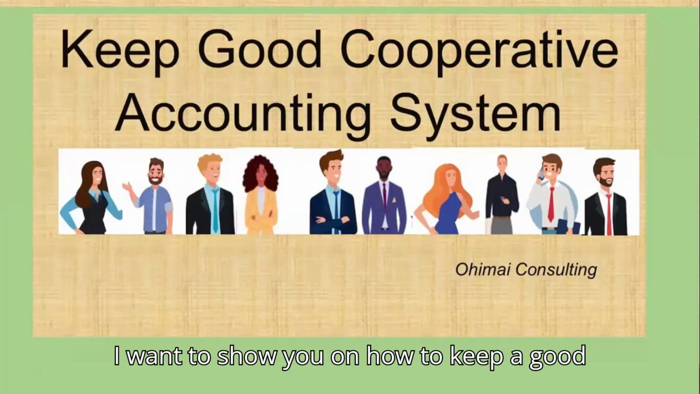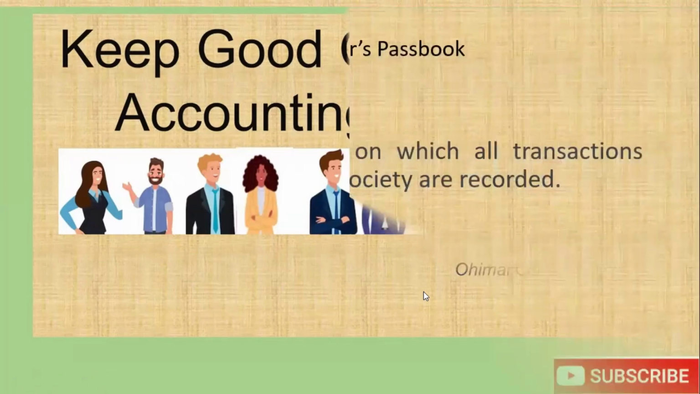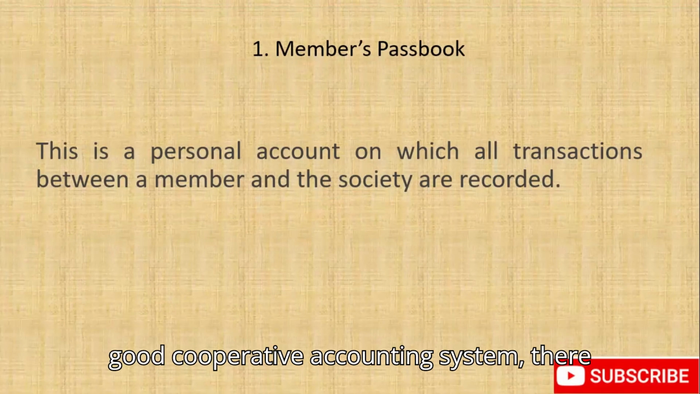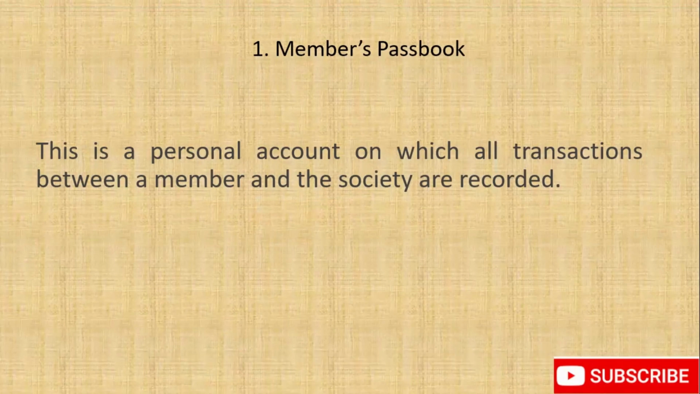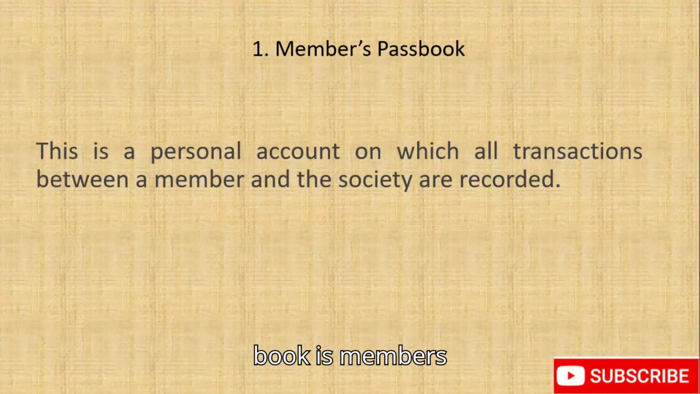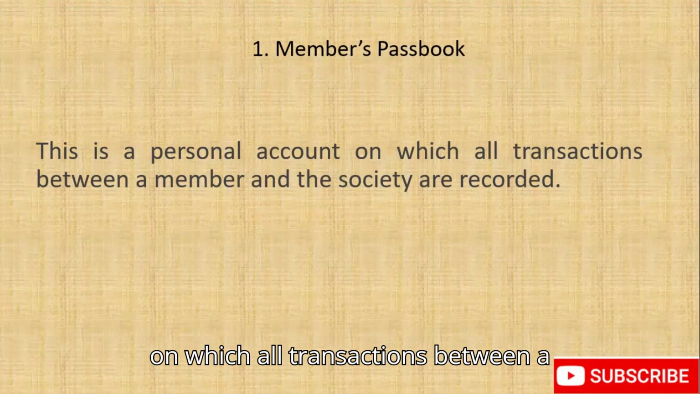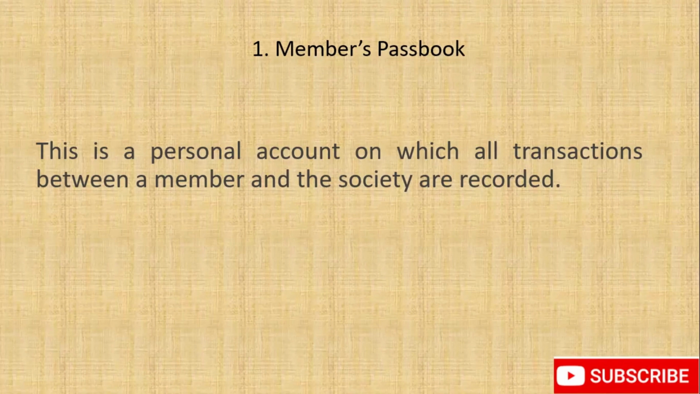Talk to you on how to keep a good cooperative accounting system. To keep a good cooperative accounting system, there are essential books that are expected to be kept by the managers of the cooperative. One such book is the members passbook. This is a personal account on which all transactions between a member and the society are recorded.